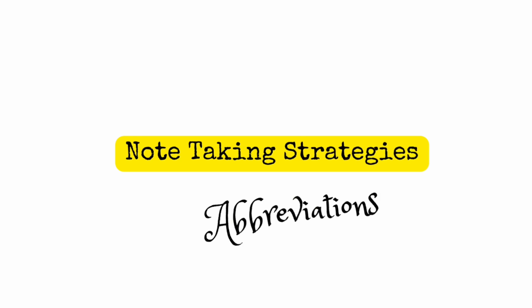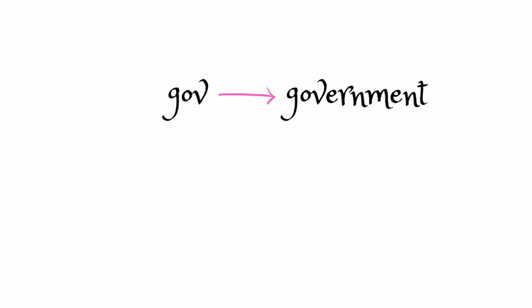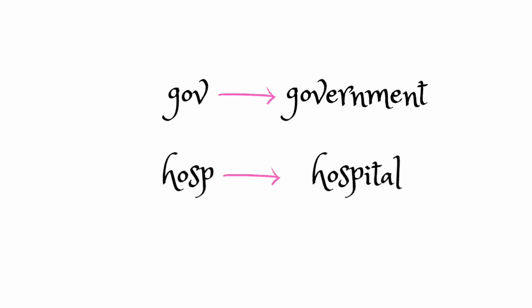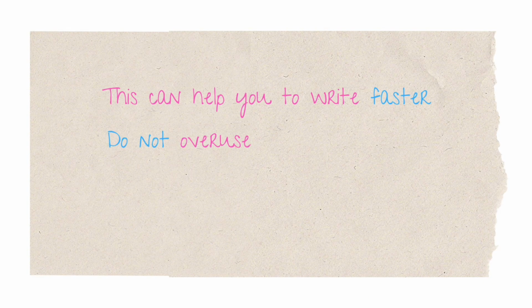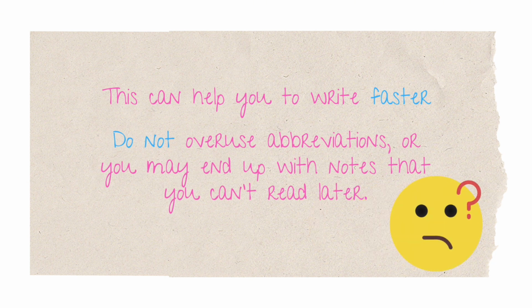Here are three strategies that you could use. You could use abbreviations. Abbreviations are shortened forms of words or phrases. For example, you could write GOV instead of government or HOSP instead of hospital. This can help you to write faster, but be careful not to overuse abbreviations, or you may end up with notes that you cannot read later.